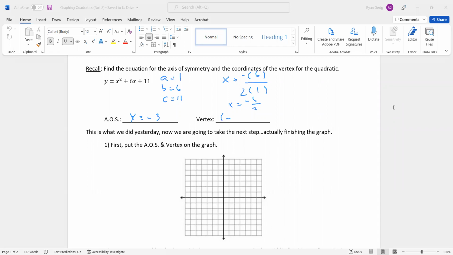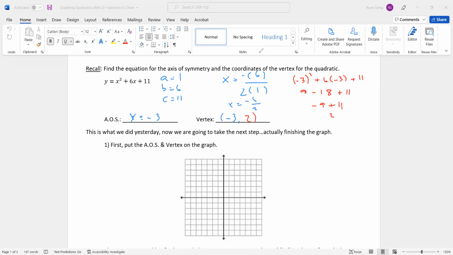The vertex then, I can put negative 3 there, and I need to go find the y value. So negative 3 squared plus 6 times negative 3 plus 11. Negative 3 squared is 9, and that's negative 18 plus 11. 9 minus 18 is negative 9, plus 11 is 2. So negative 3, 2. Okay, so that's where we stopped on graphing quadratics part 1.